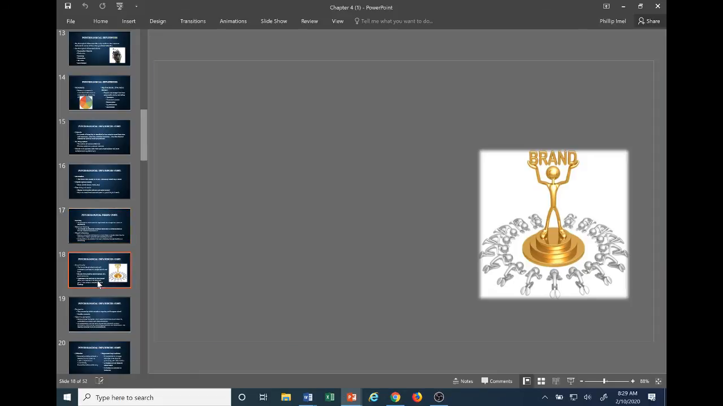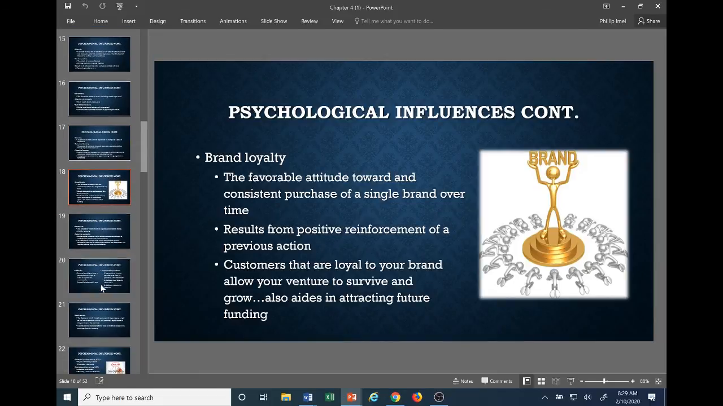Brand loyalty. The favorable attitude toward consistent purchase of a single brand over time. It's the result from positive reinforcement of a previous action. And customers that are loyal to your brand allow your venture to survive and grow. And it also aids in attracting future funding.